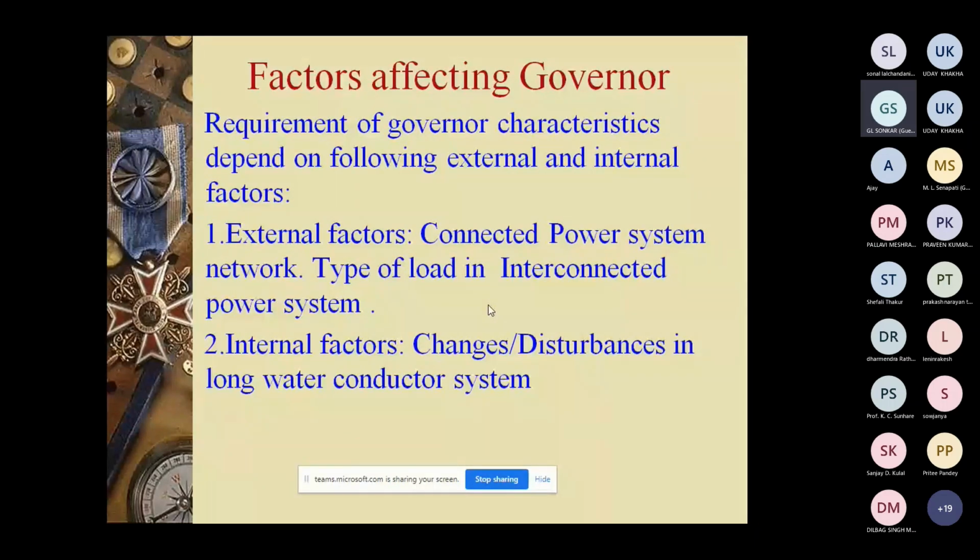If you are not closing the guide vanes very fast, what will happen? Your turbine may go beyond its runaway speed. That may damage your foundations. So the governor should close the guide vanes considering the runaway speed of the turbine. Within the runaway speed, you should close the turbine. If it is not closing, then what other things?